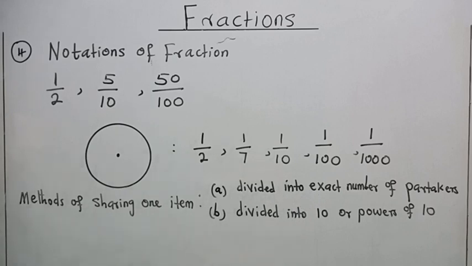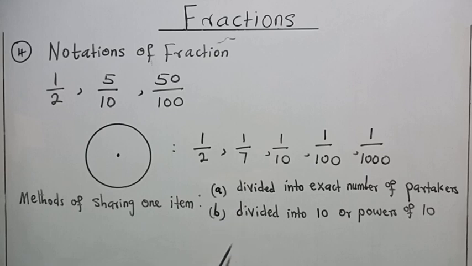If 5 persons are sharing it, divide it into 5. If 7 persons are taking part in the sharing, divide that into 7. If 9 persons are going to take part in the sharing, divide it into 9 equal portions. That is the first option.